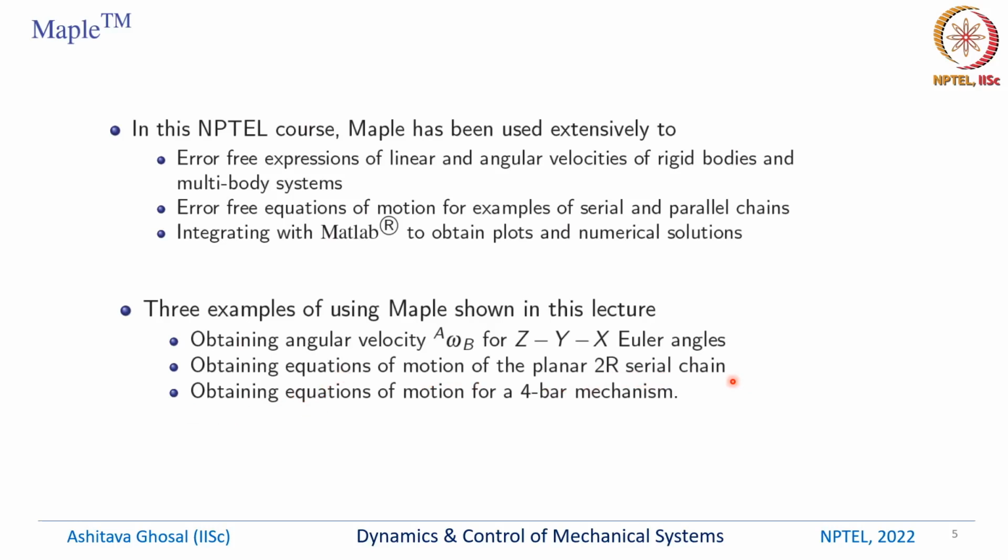In fact, in the examples which I have shown earlier, the equations of motion were obtained using Maple. And likewise, I will show you how to obtain the equations of motion for a 4-bar mechanism. So this is a parallel chain, this is a serial chain, and this is some simple kinematics requirement to obtain angular velocity of a rigid body.